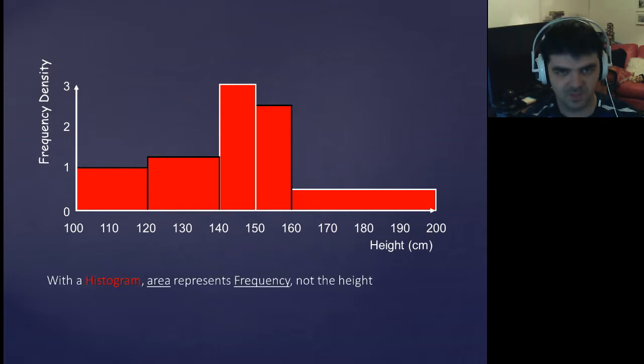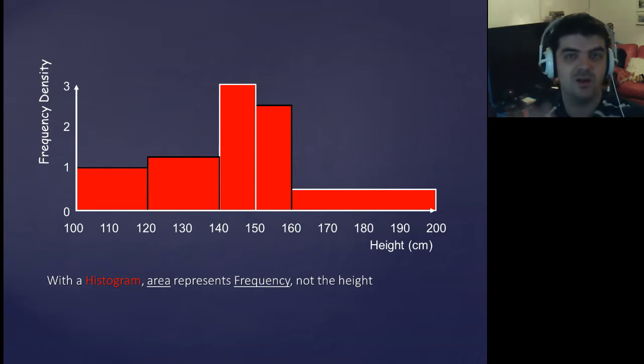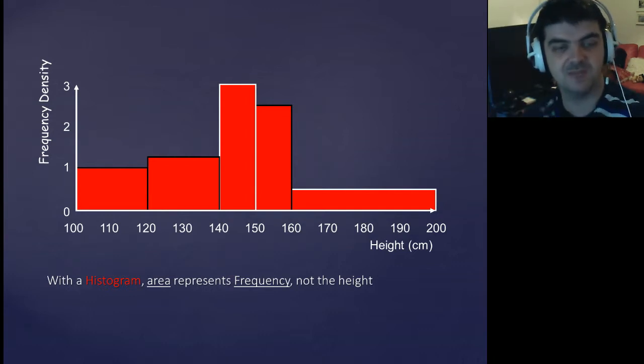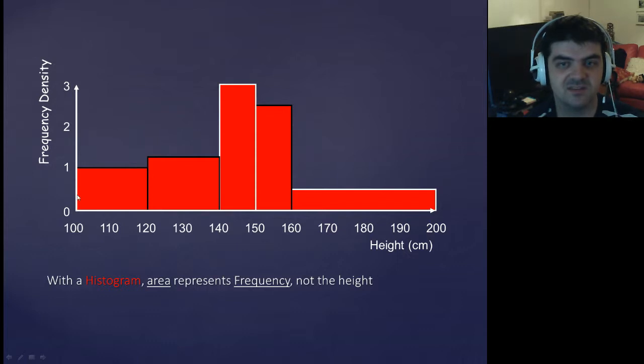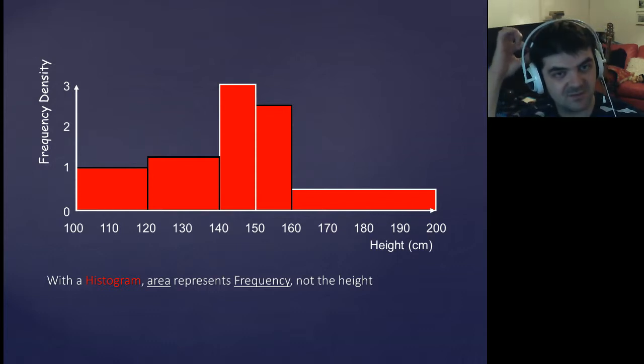So, with a histogram, the important thing to realize, and one of the key points, is we've plotted frequency density against the height. The area of the shape represents the frequency, not the height. If you think in a bar chart, the height tells you the frequency. In a histogram, the area is the frequency. We've plotted frequency density against height. That's a very, very key difference.